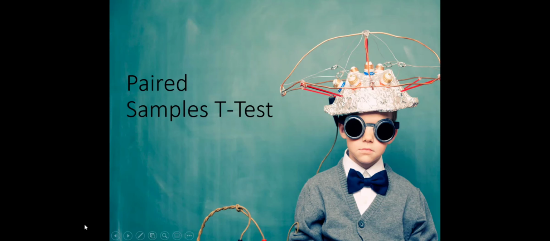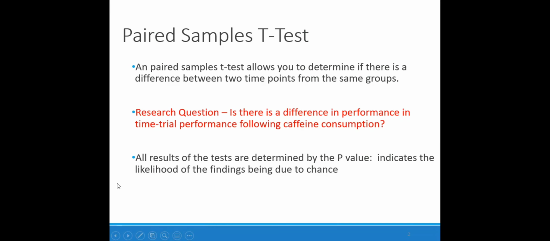So a paired samples t-test is a statistical test that allows us to determine if there is a difference between two time points from the same group of people.